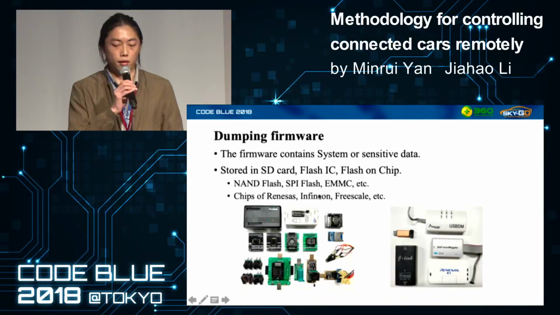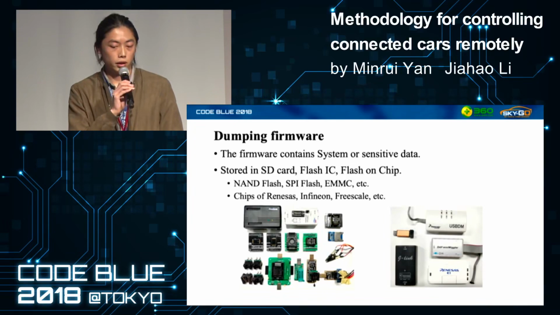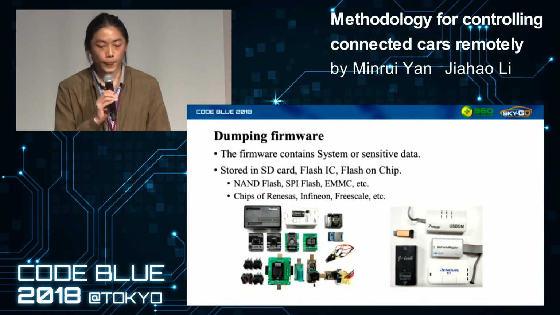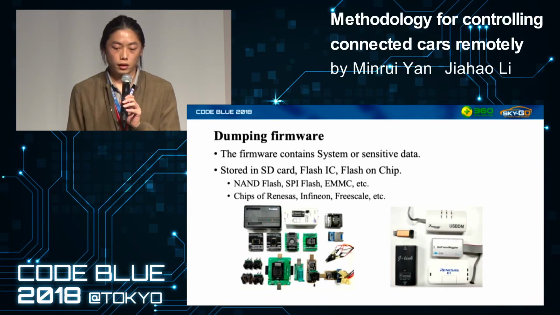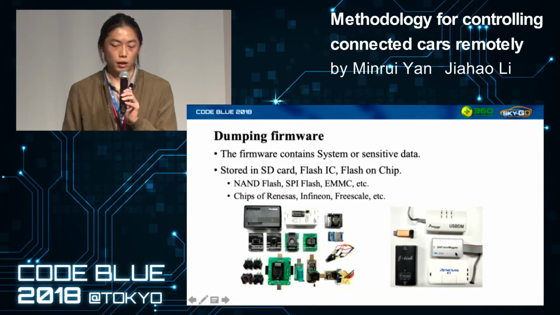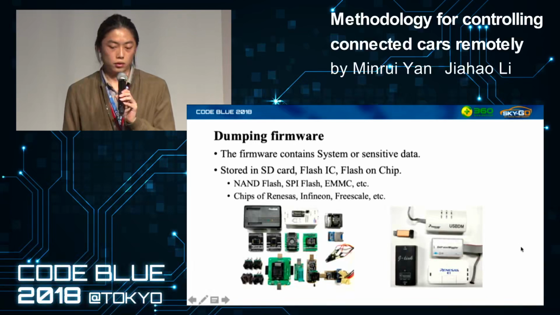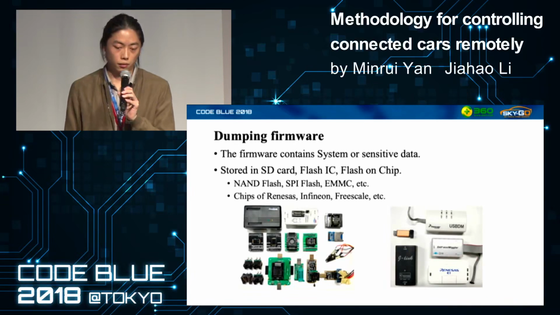You need to analyze the system files to find more vulnerabilities. If you don't get a debug shell directly, you could dump the firmware by programmers or card reader. At the left, the picture mainly shows flash ROM programmers. At the right, the photo shows microcontroller programmers. These tools are cheap and suitable for most chips.